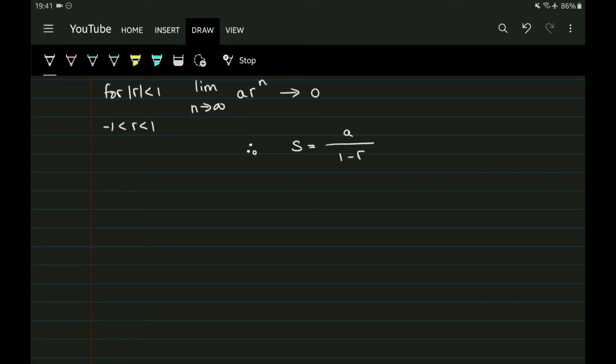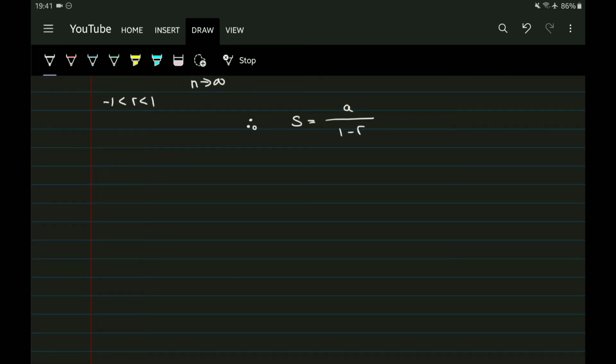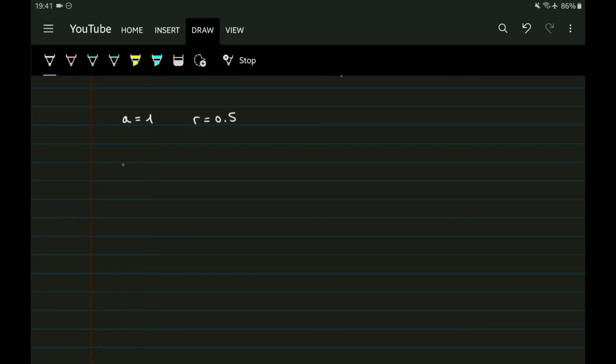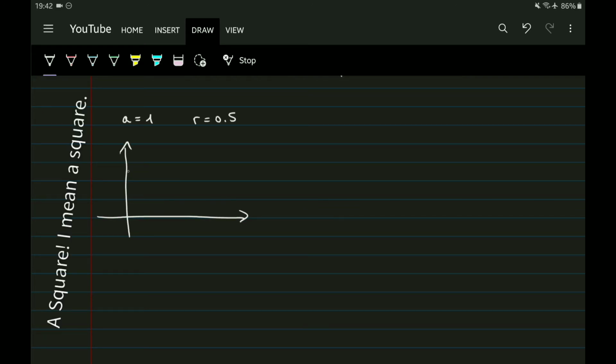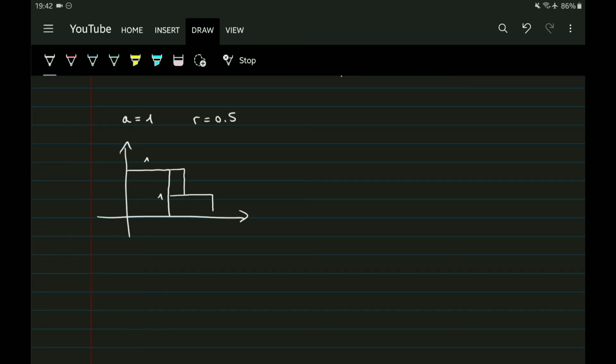You probably have seen an example where a is equal to 1 and r is equal to 0.5. Probably not in this form. You probably have seen a graph going like this. So you have a cube of 1 by 1. You then add a half to it. Then you add a quarter to it. A quarter of a cube. That does not look like a half, does it? Nope. Maybe here.